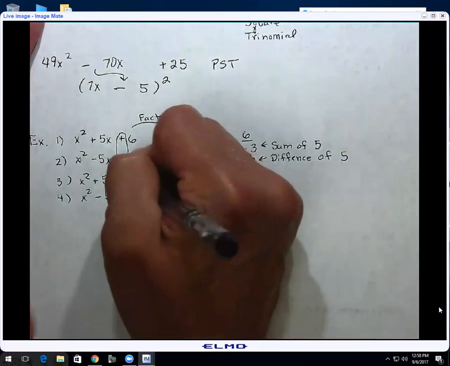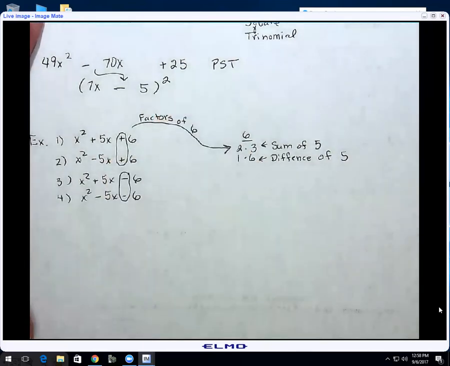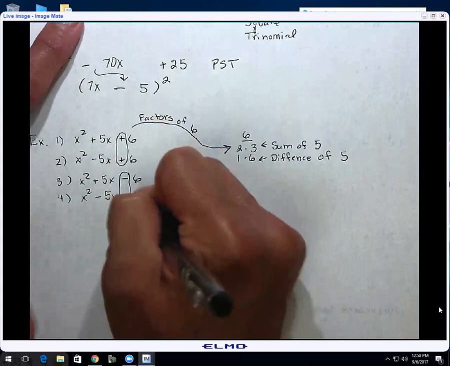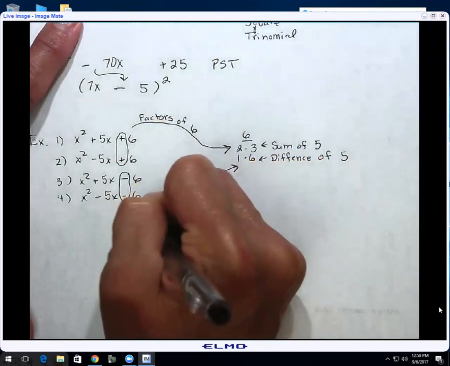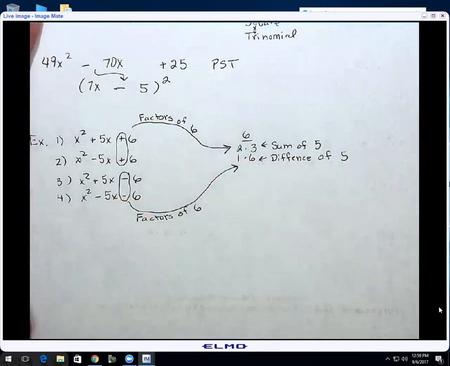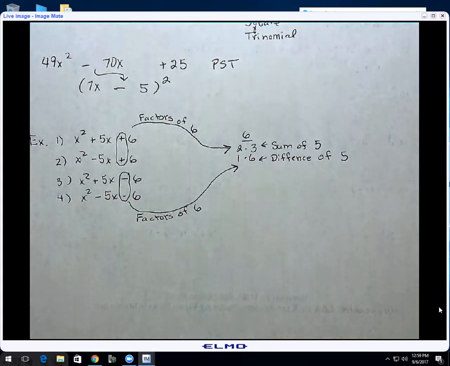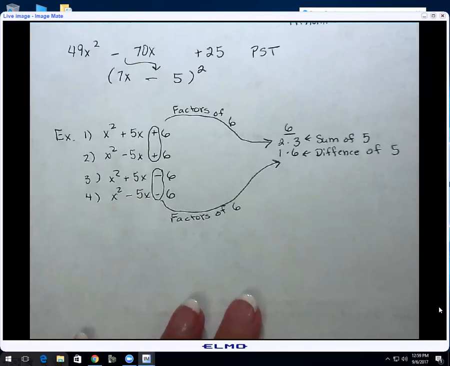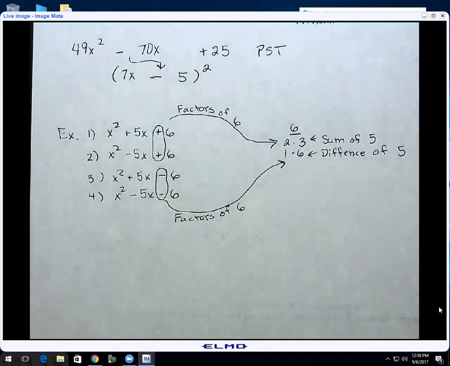But when that last sign is negative, I'm going to use the factors of 6 that have a difference of 5. So the point I'm trying to make is it's not sufficient to say I need factors of 6 that give me 5. I have to be more specific and say I need factors of 6 that have a sum of 5, or I need factors of 6 that have a difference of 5.